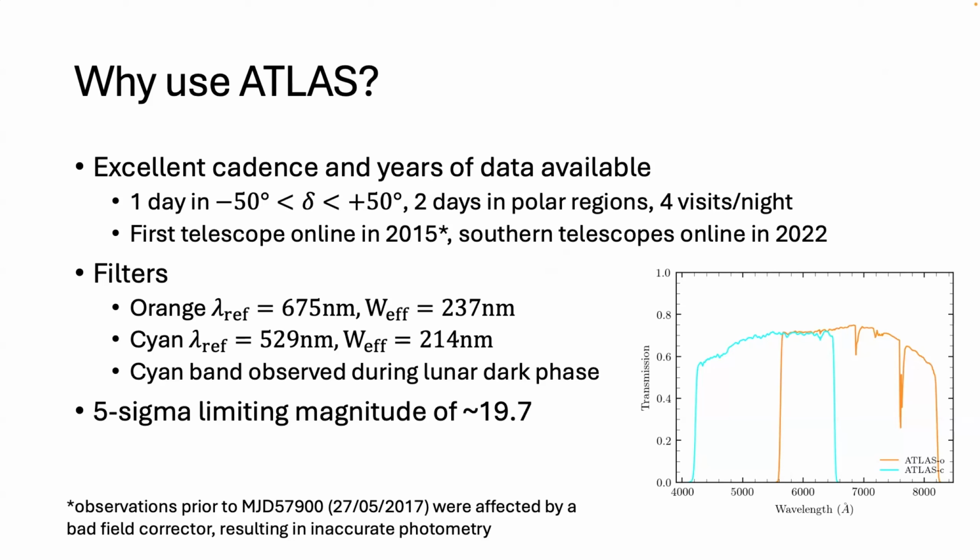It observes in 2 filters, the orange and the cyan, though the cyan band is only observed during the lunar dark phase. And the 5 sigma limiting magnitude of Atlas is 19.7.